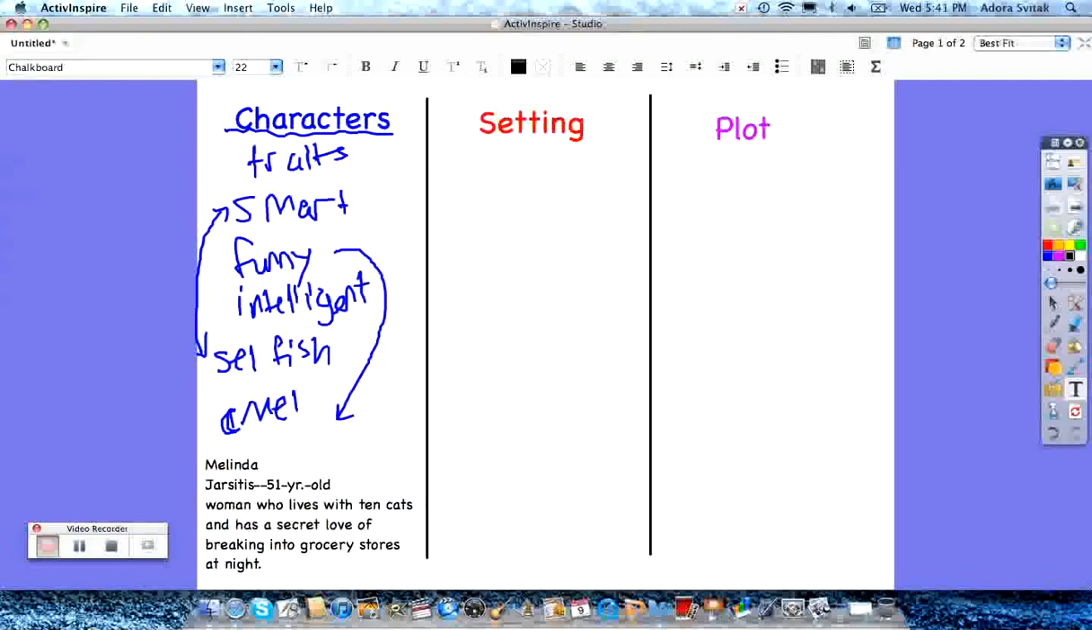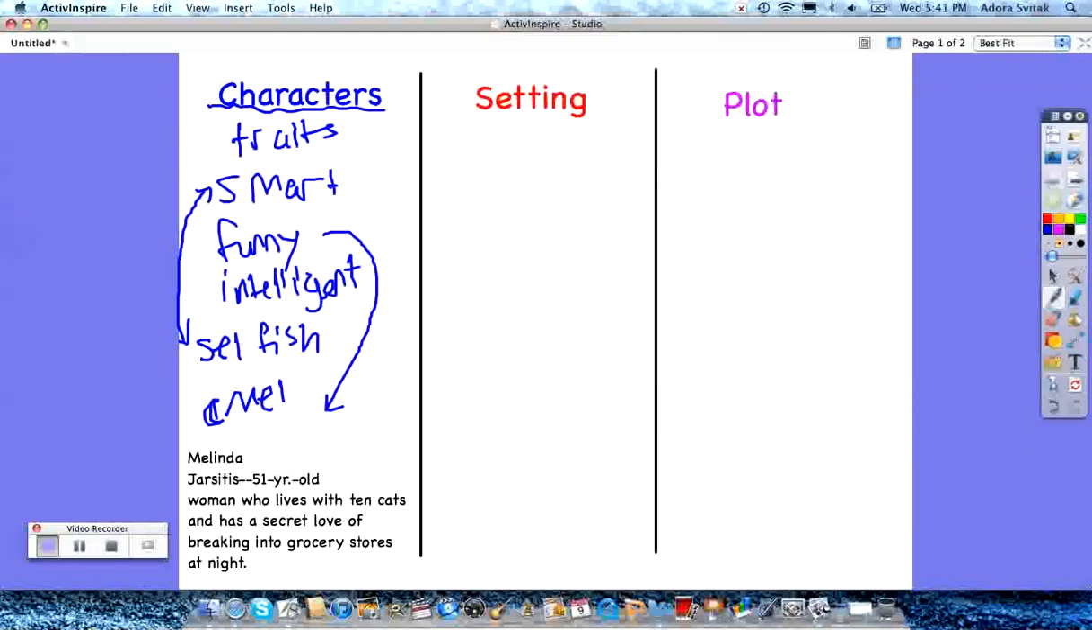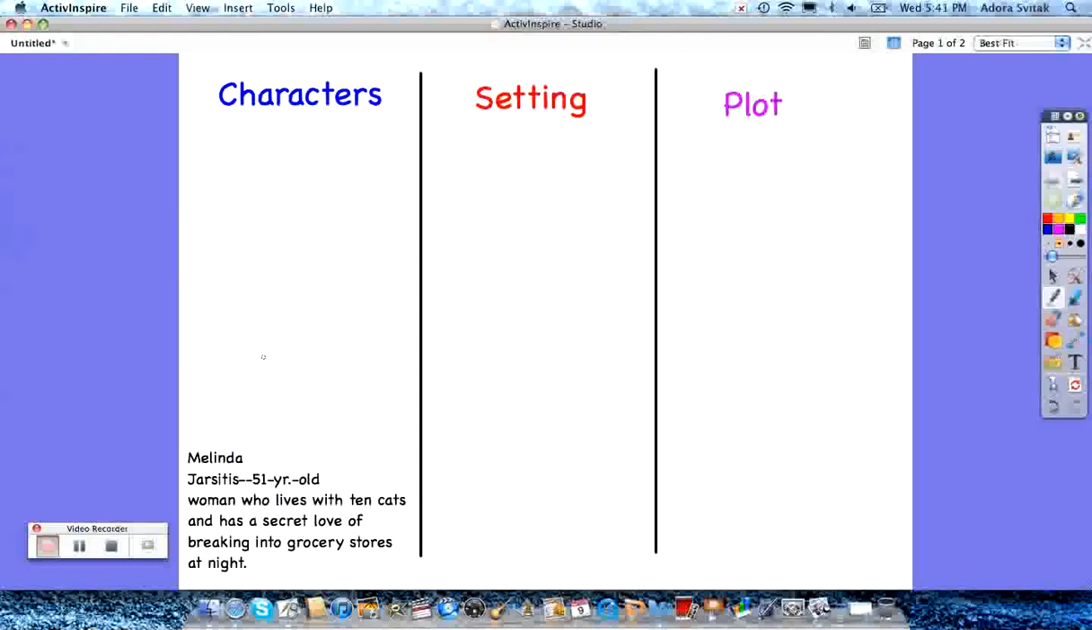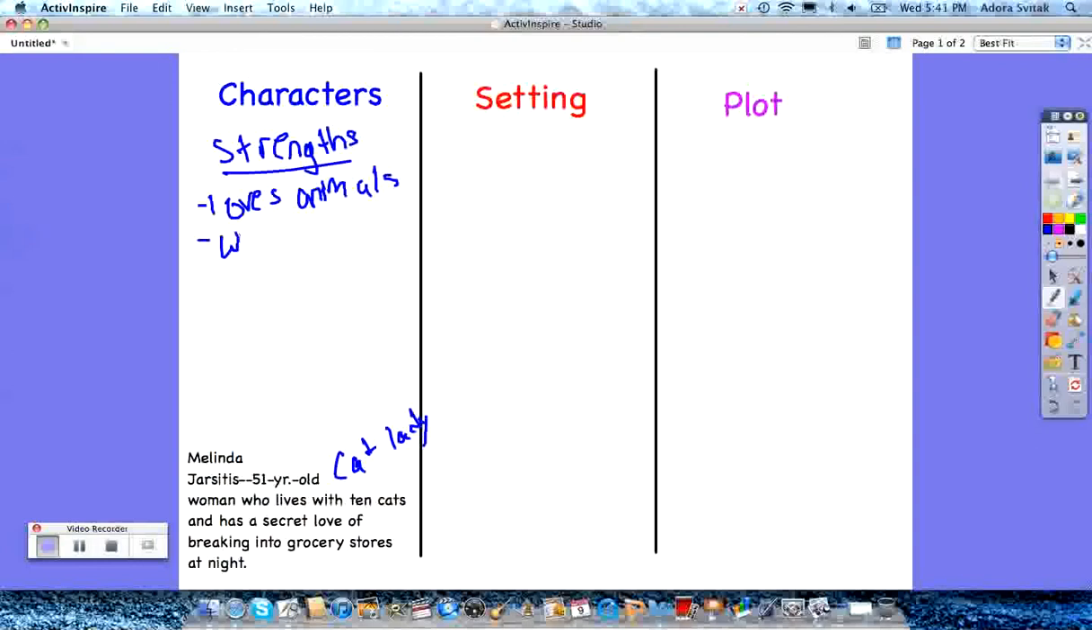And if I wanted to add some character traits, I could do, for instance, going to clear the annotations, and let's say that strengths of Melinda: loves animals. Well, that's kind of obvious. But you notice how I don't want to turn her into the normal flat cat lady. You know, that would be sort of a flat character, the cat lady who lives with cats, and that's all. I want to give her more dimension than that.